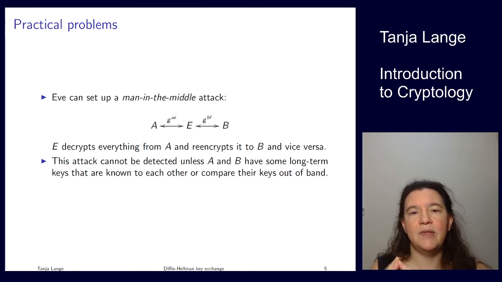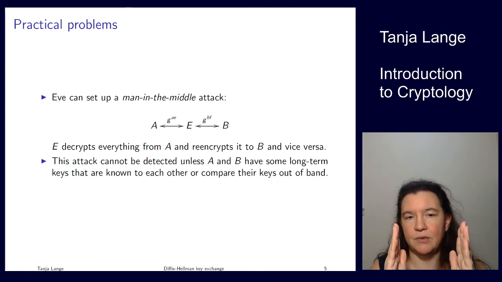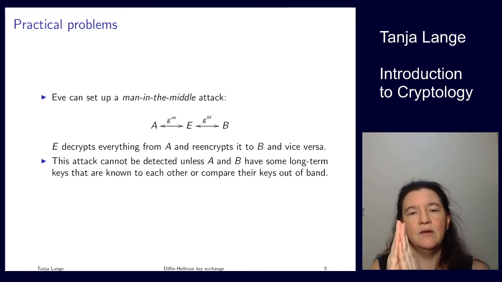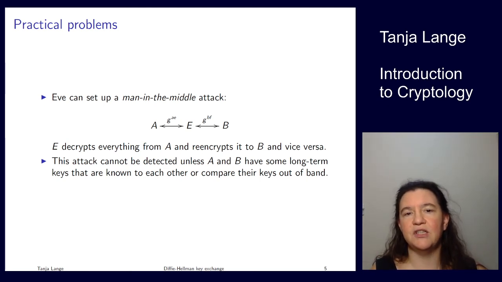And now every time that Alice wants to send a message to Bob, Eve has to stay in the middle. She has to take this message, which is encrypted with the key that she and Alice know, decrypt it and then re-encrypt it to the key that she and Bob know. And if something comes from Bob, then again she decrypts it and re-encrypts it to Alice. So as long as Eve persistently stays in the middle and continues to decrypt and re-encrypt and push the messages each way, then you can't detect this attack.